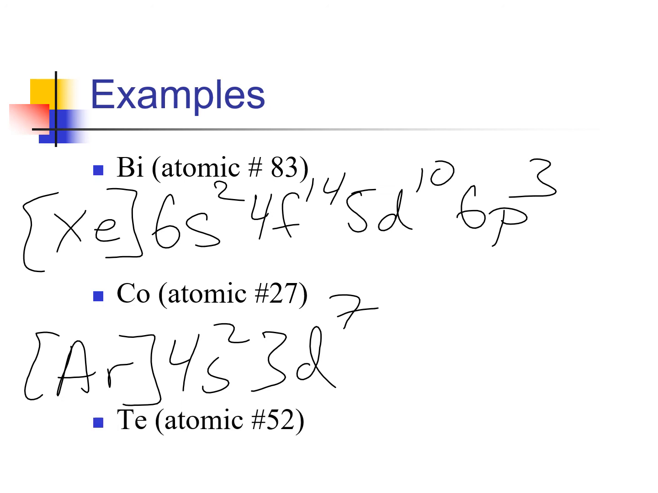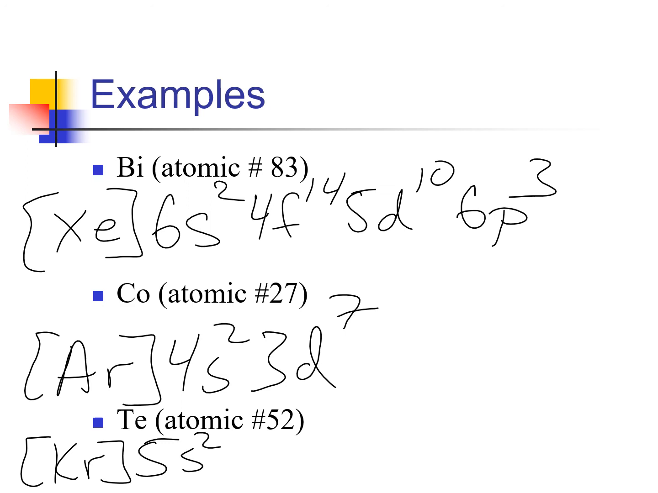And let's do tellurium. Let's do one more. So tellurium is element number 52. So kind of bottom right of the periodic table. So we're looking at krypton as our noble gas before it. We're in the 5th period, so 5s, and we're filling up both of them, so 5s2.